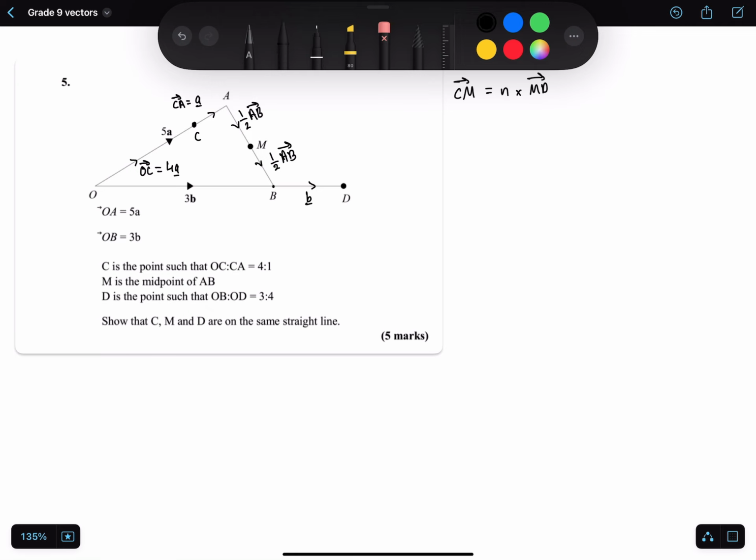So we want to show that CM is parallel to MD, and the way we can do that is by showing that when you multiply MD by a number, you get CM.